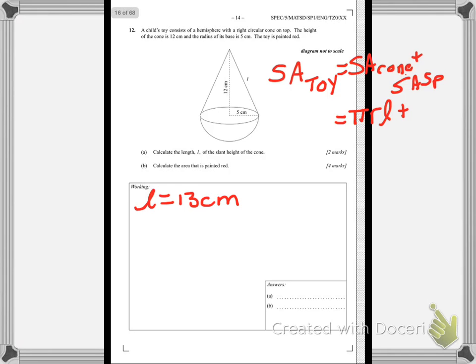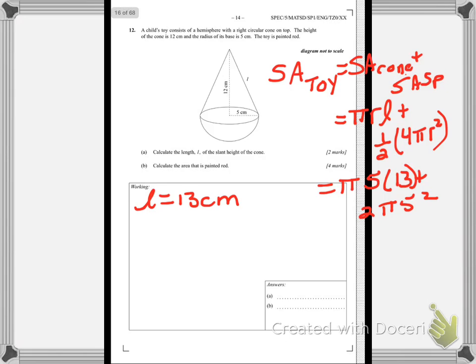Well, a sphere is, okay, I gotta think about this. So it's going to be 1/2 because it's a semisphere of the surface area of a sphere, which is 4 pi r squared. Okay, so let's plug it in. So I get pi, my radius is 5, my L is 13, plus 1/2 times 4 is 2 pi, and my r is going to be 5 squared. I'm running out of room here, so I'm going to come over here.